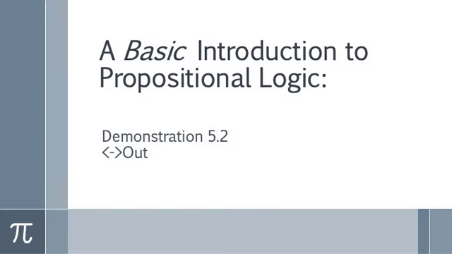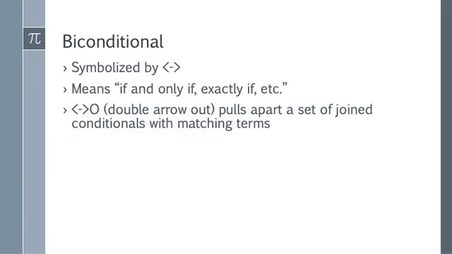A basic introduction to propositional logic, demonstration 5.2, double arrow out. A biconditional is symbolized by two arrows pointing in both directions, joined together. It means if and only if, exactly if, etc. The double arrow out rule pulls apart a set of joined conditionals with matching terms.